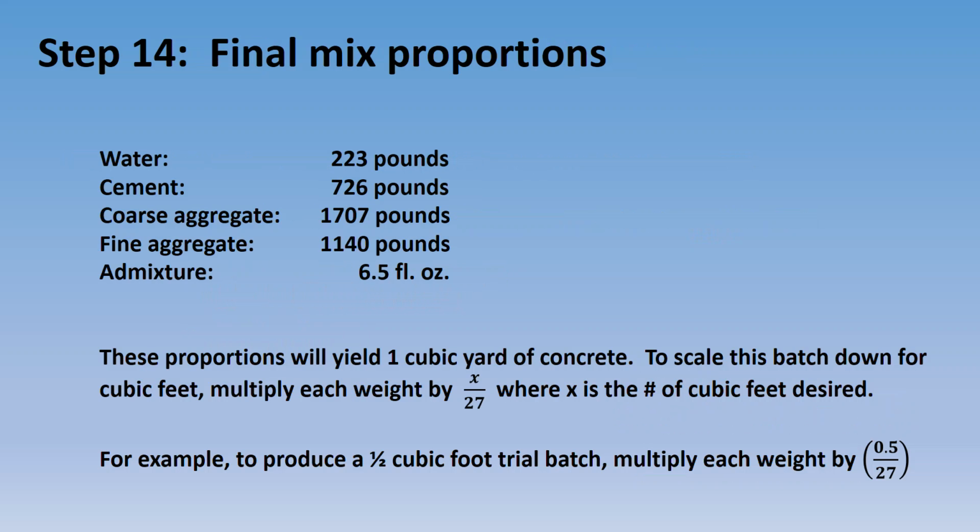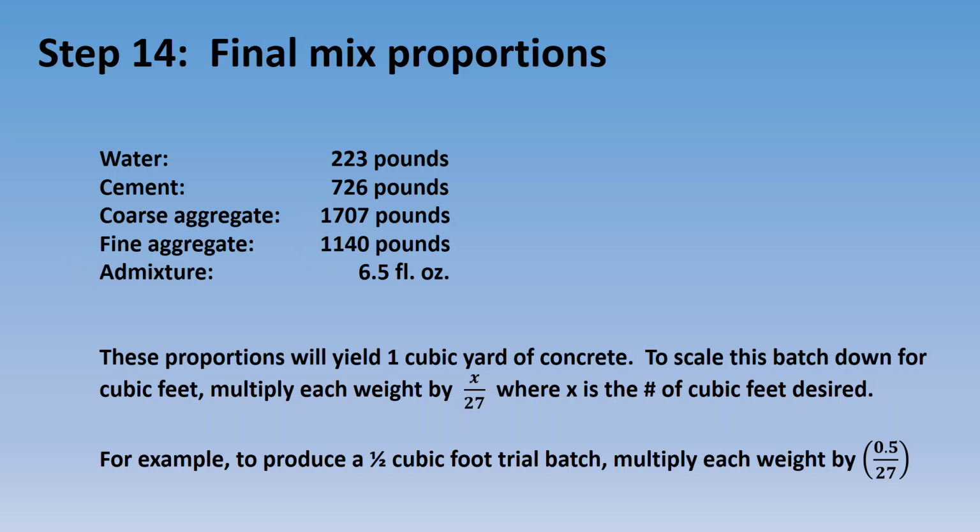Step 14 is the final mixed proportions. Our new water that we're adding is 223 pounds. We still have our 726 pounds of cement. We're weighing out 1,707 pounds of coarse aggregate. We're weighing out 1,140 pounds of fine aggregate. And again, remember, these are adjusted weights because we're weighing them out in a wet condition. And our admixture is still 6.5 fluid ounces. And if you add all of those together, you'll yield 1 cubic yard of concrete.